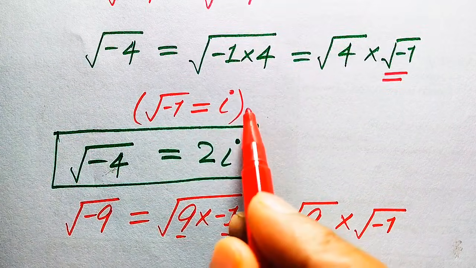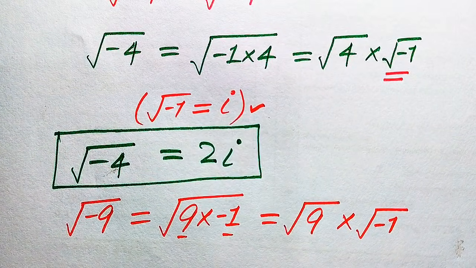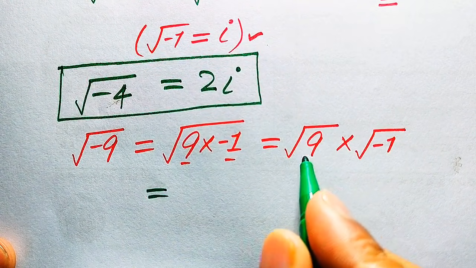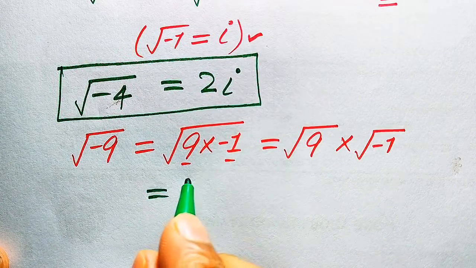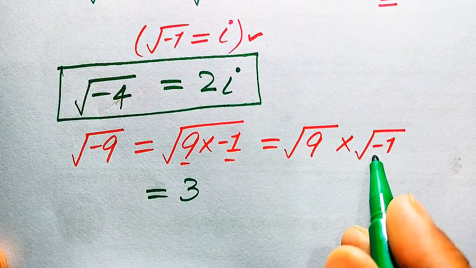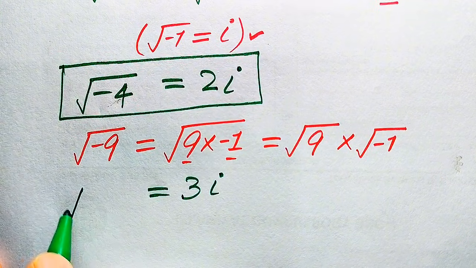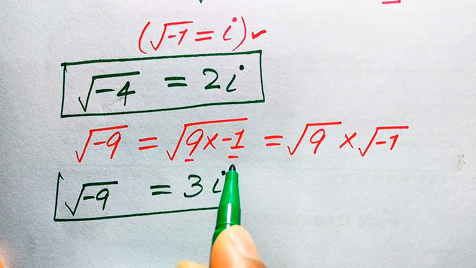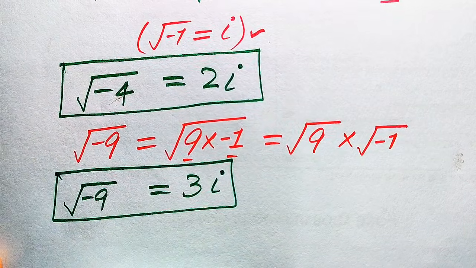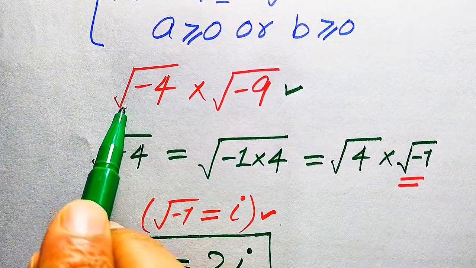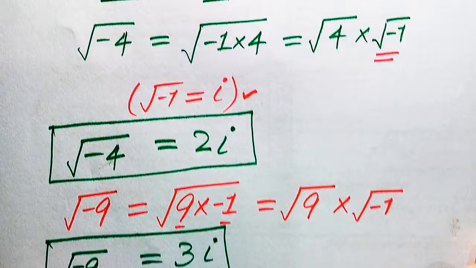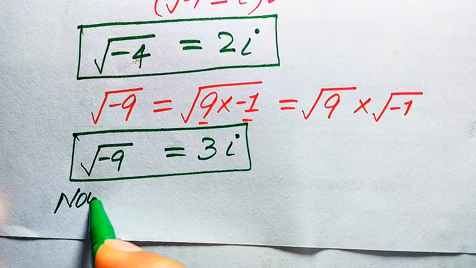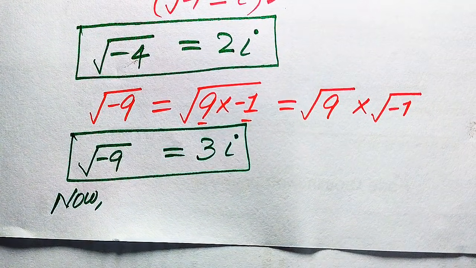Again we use the definition of the imaginary unit. The square root of 9 is equal to 3 and the square root of minus 1 is equal to iota. So we obtain that square root of minus 9 is equal to 3 iota. Now we move backward and substitute both of these values in our question statement. So we copy down the given question statement.